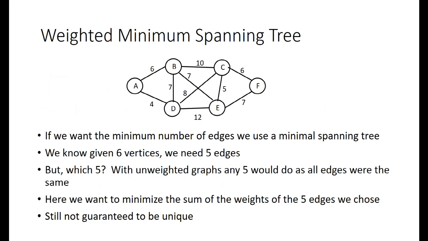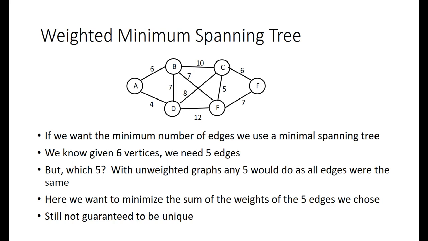So now we're going to look at a particular technique that's commonly used with a weighted graph called a weighted minimum spanning tree. You recall not long ago we looked at a minimal spanning tree where we worried about the minimum number of edges we needed to connect all of the vertices. So we know that given 6 vertices, we're going to need 5 edges. But which 5? With an unweighted graph, any 5 would do, since all the edges were the same. But here, we want to minimize the sum of the weights of the 5 edges that we choose. Now, this is still not guaranteed to give us a unique result.